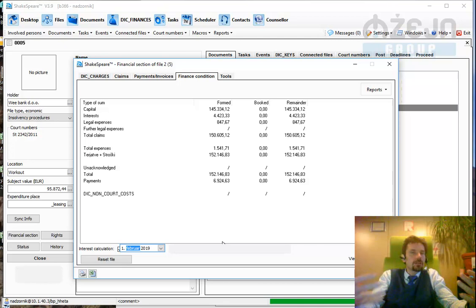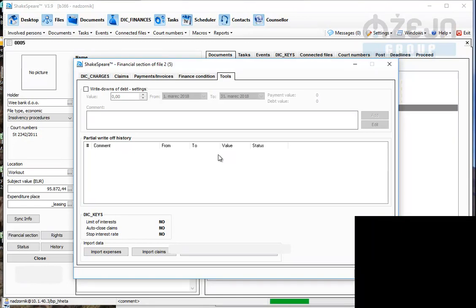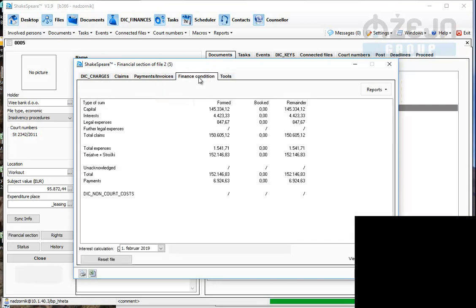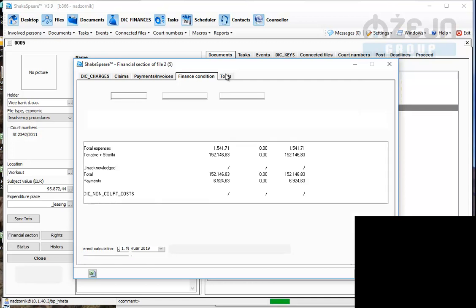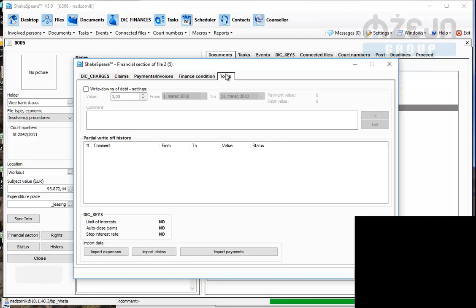We also have tools, which means a payment plan for an individual case. This means that we can communicate with our debtor and say what the debt is on a given date. Here we said what the debt is on the 1st of February 2019. We say okay, your total debt will be 152,146 euros. And right here we put write-downs for partial or complete debt write-offs, and the payment plan with which we have communicated with our opponent party on this case.